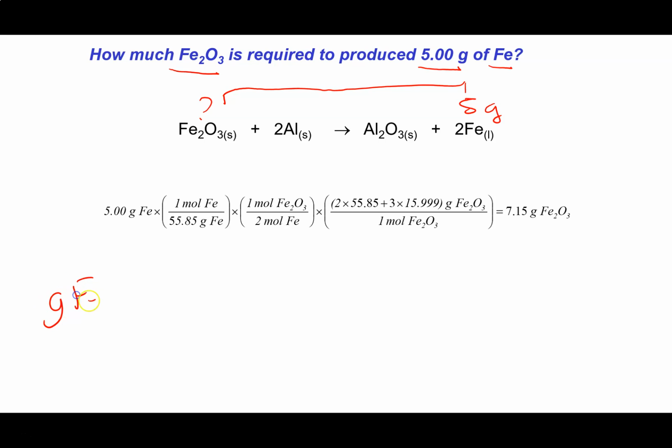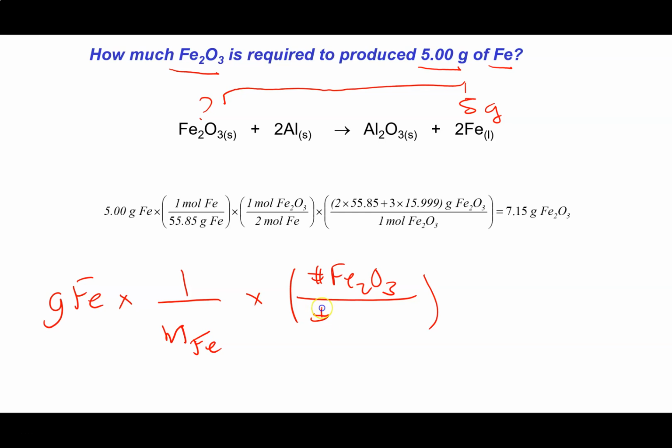It's going to be grams of iron times 1 over the molar mass of iron, times the number of Fe2O3s over the number of irons from our balanced equation, and then finally it's going to be multiplied by the molar mass of Fe2O3, and that'll give you the grams of what you want. So it's always just multiplying 4 numbers together.